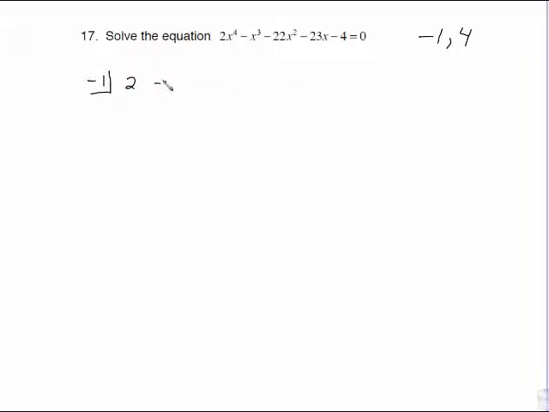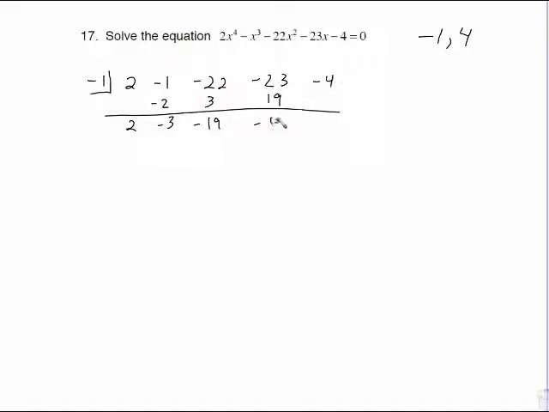So here are my coefficients. I do not need a placeholder. And I start my synthetic division. -1 times 2 is -2, which gives me -3 right here. -1 times -3 is +3, gives me -19. -1 times -19 is +19. Subtracting, get -4. Multiply gives me +4. There's my 0, which verifies that -1 truly was a 0.